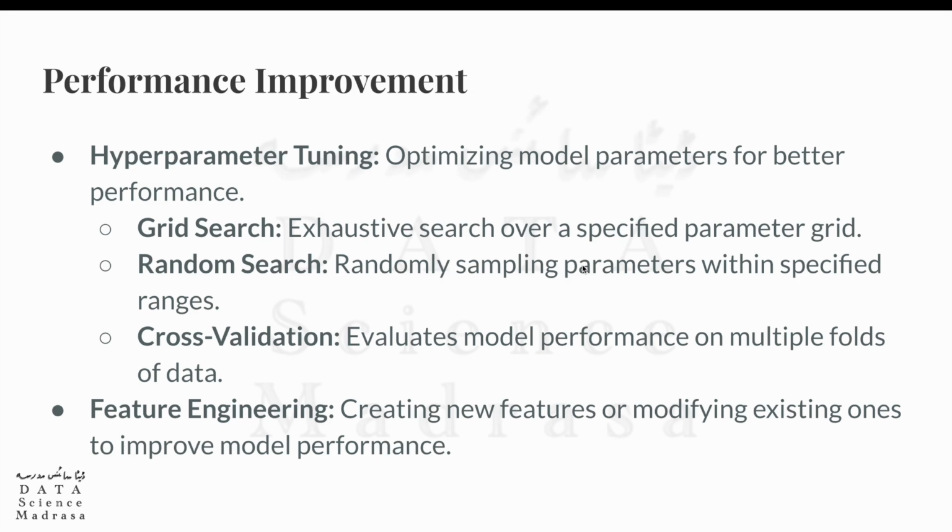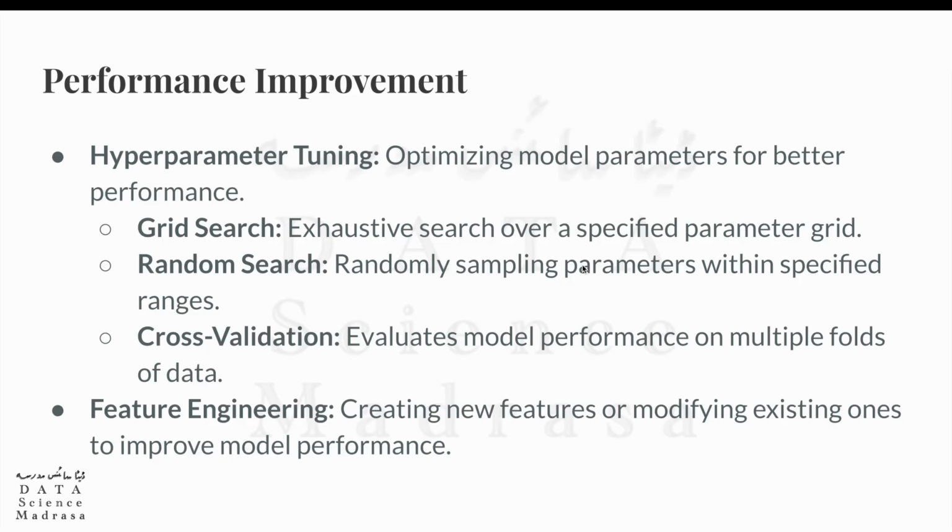So hyperparameter tuning is one way to change the hyperparameters in the model, and optimize them for better performance. One way of doing that is called grid search, which is an exhaustive search over a specified parameter grid, or a random search can also be used, which is a random sampling of parameters within the specified ranges. And then cross-validation, which also uses multiple folds and subsets of data to evaluate the model performance.